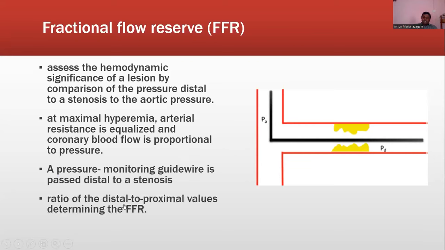So the ratio of distal to proximal values will determine FFR. It is given as a point value. If the ratio is more than 0.8, then that means the plaque doesn't limit the flow significantly. If it is less than 0.75, the limitation is significant.